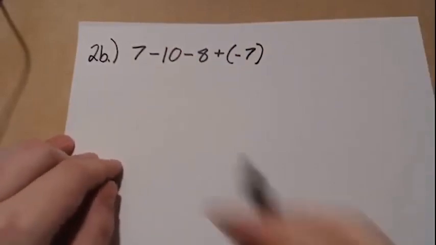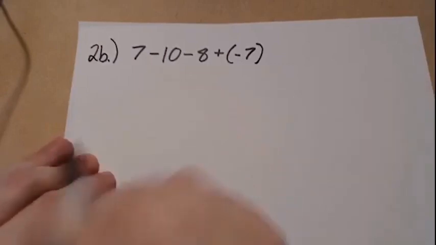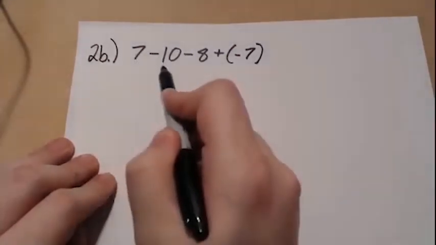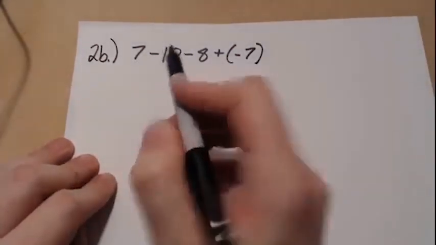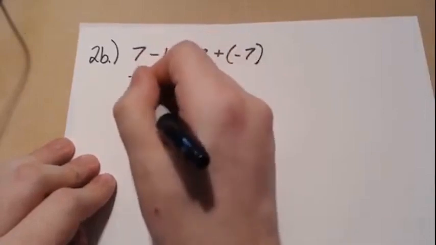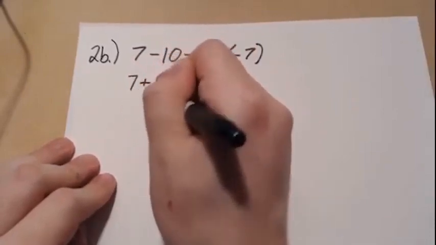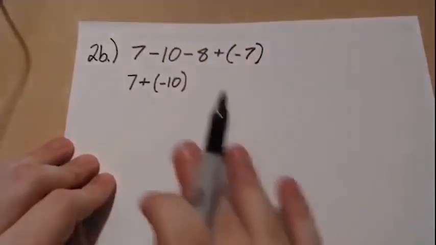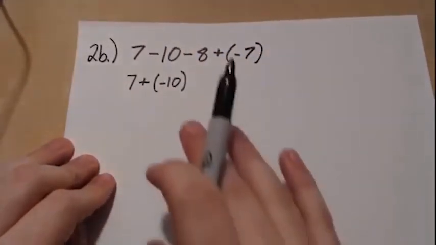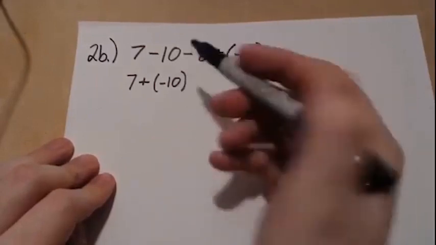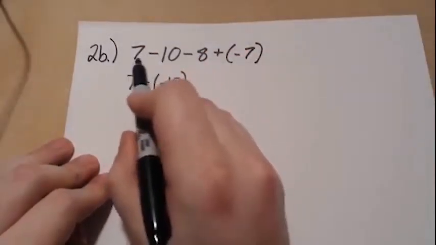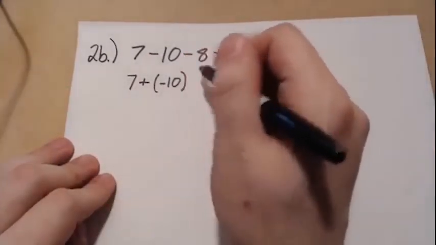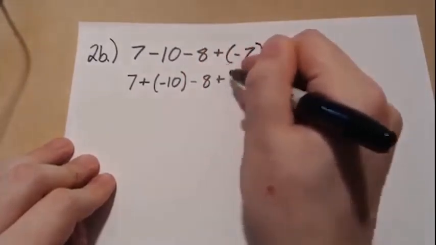7 minus 10 minus 8 plus -7. Left to right, because it's all addition and subtraction. 7 minus 10 would be 7 plus -10. And if you get -3 right off the bat, go for it. I'm just showing the steps for those of you who are still struggling with this. You're more than welcome to just jump straight from 7 minus 10 to -3.